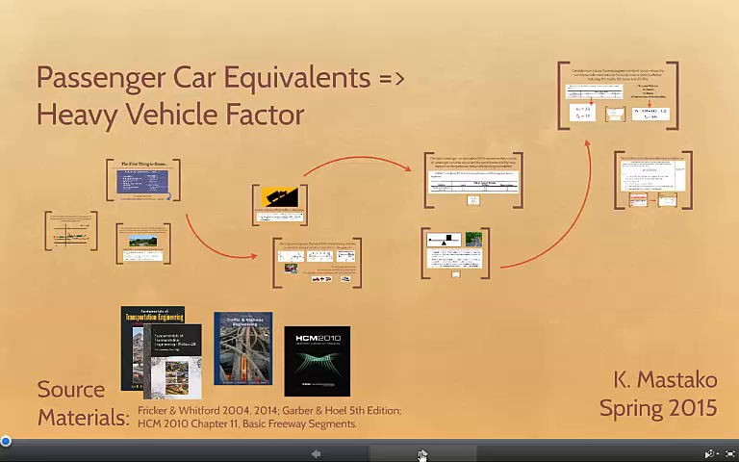Welcome. This talk introduces passenger car equivalents for their use in computing the heavy vehicle factor. The context is the Highway Capacity Manual method for analyzing basic freeway segments and the underlying concept of equivalent base conditions.